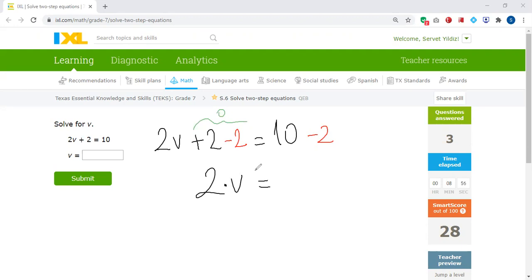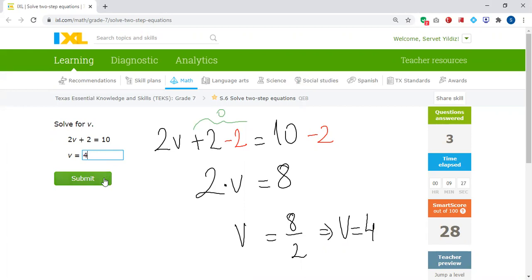2 times v is equal to 10 minus 2, which is 8. And then in order to find v, I have to divide this number by the coefficient of this expression, which is 2. 8 divided by 2 will give us the answer. So v is equal to 4 is the answer. V is going to be the solution to this equation. So v is equal to 4.